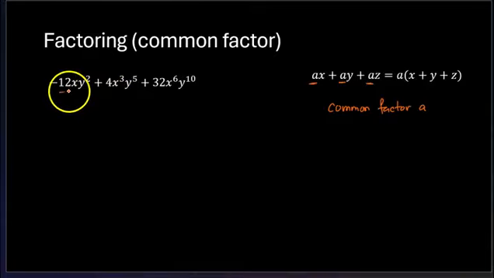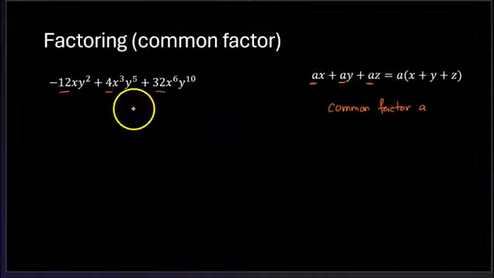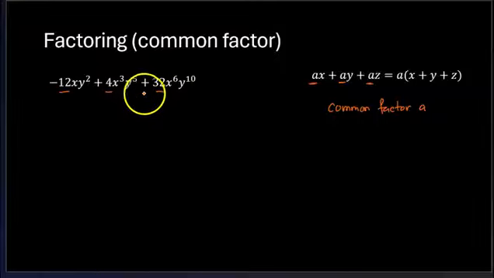For the numbers, you just have to look for the LCD. No, least common, greatest common factor. Like, what is the greatest common factor about negative 12, 4, and 32? Because I can divide everything by 2, right? But it's not the greatest. If you look at 12, 4, and 32, I can divide everything by 4. Okay. So 4 will be our common for the numerical coefficient.